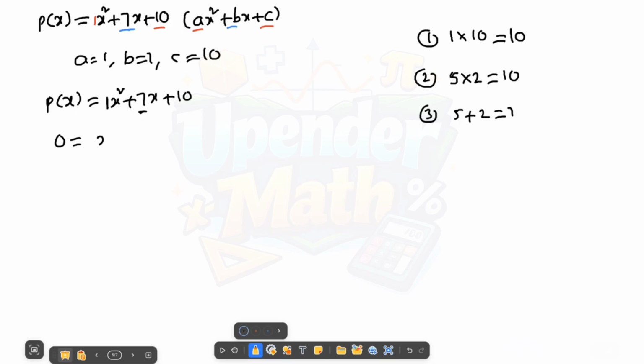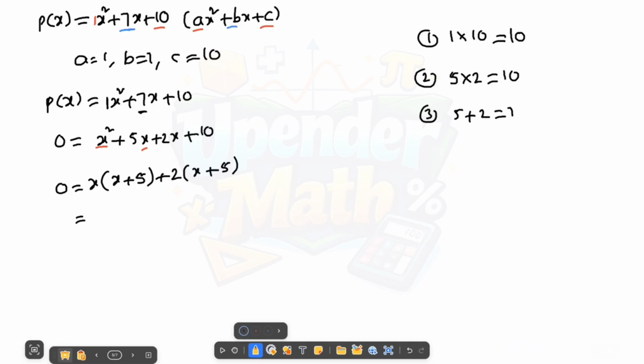So let us rewrite the middle term. X square plus 7x can be written as x square plus 5x plus 2x plus 10. So 0 is equal to, from the first two terms, let's take x common. If you take x common from the first term, we will have x, and from the second term, we will have 5. Take 2 common from the third and fourth terms. If you take 2 common from the third term, we will have x, and from the fourth term, we will have 5.